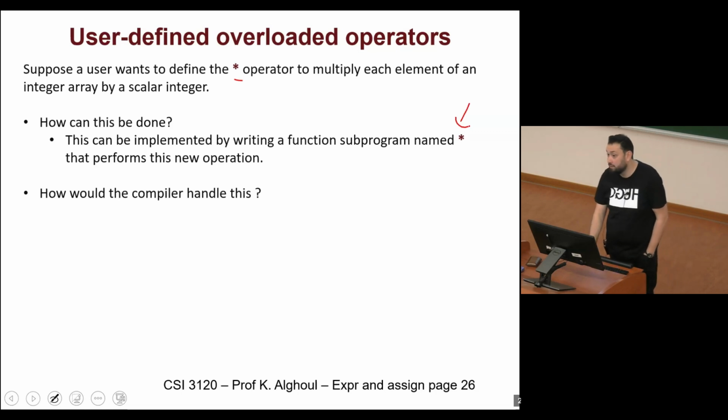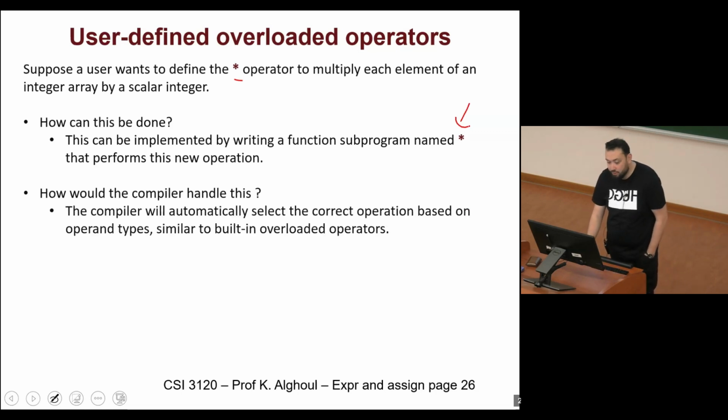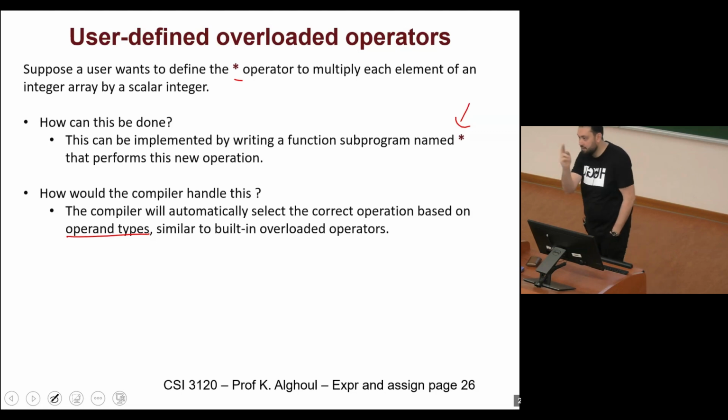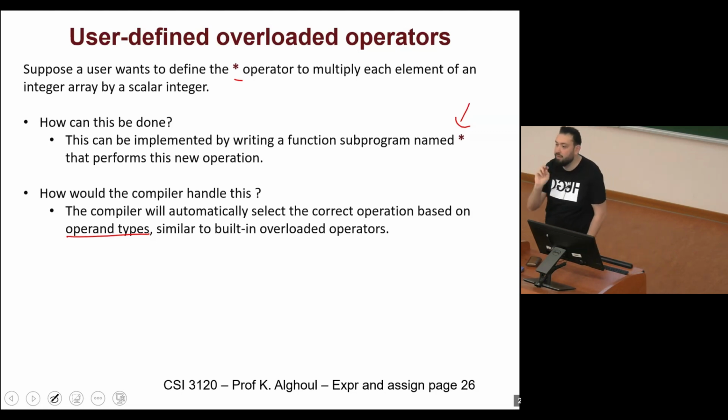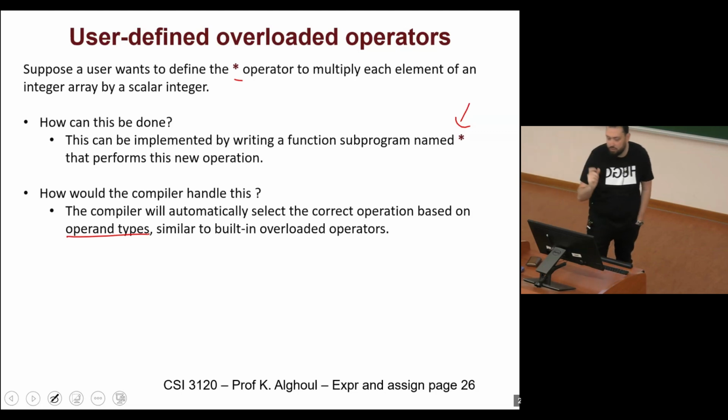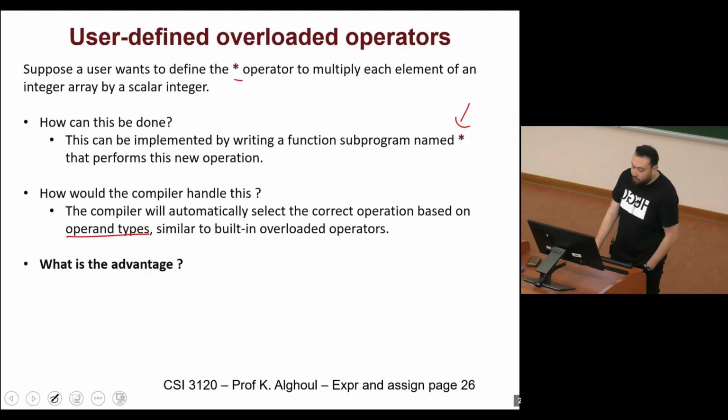The compiler needs to be able to handle this. So the compiler will automatically select the correct operation based on the operand types, similar to the built-in overload. So the same way we talked about, let's say these are two ints, I'm going to use the plus for this. Two strings, I'm going to use it for concatenation, for example. What is the advantage of this, if you think about it? The advantage of this.